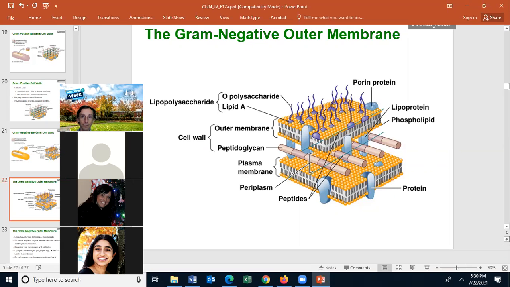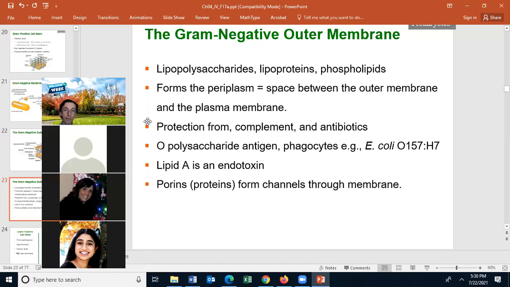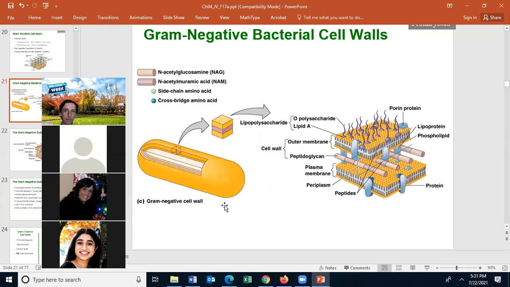All right. Let's move on. So the gram-negative outer membrane has a lipopolysaccharide. It does have lipoproteins, and of course phospholipid being the main molecule in the outer membrane. You don't need to know this. Where is the picture of that? But there's a periplasm. Is that the earlier one? There it is right there. And the periplasm is where the peptidoglycan is found in the cell wall.